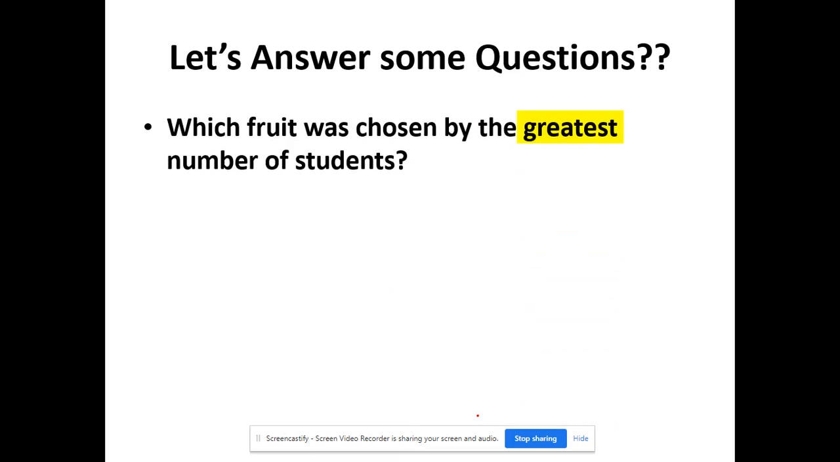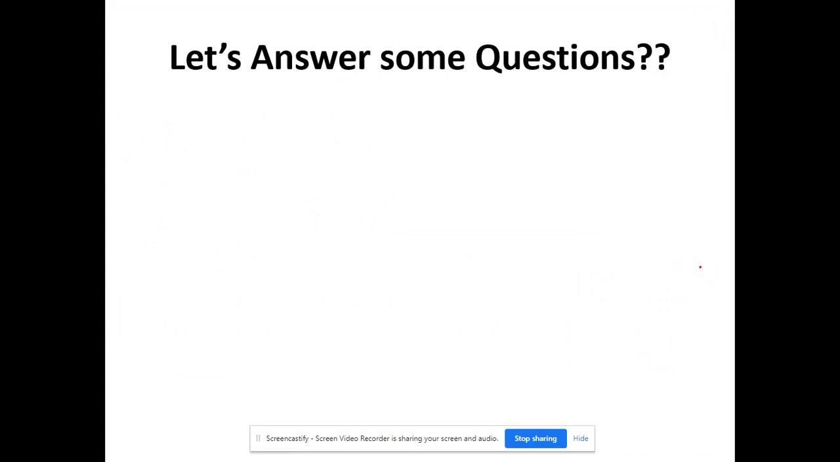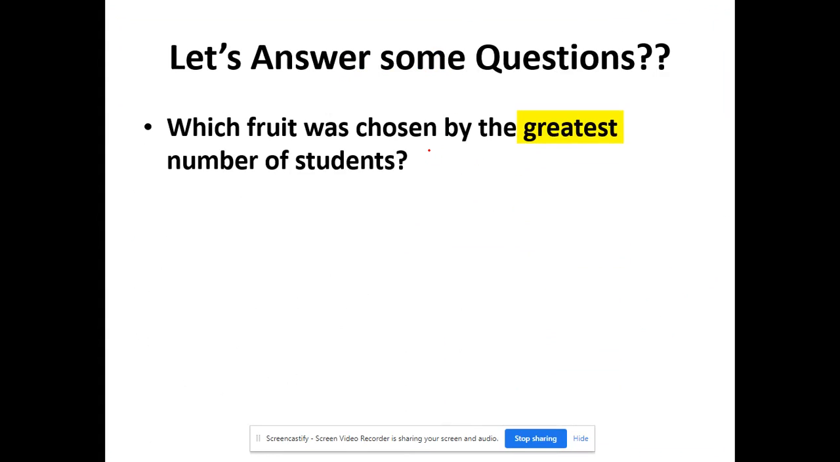First question. Which fruit was chosen by the greatest number of students? So which fruit was chosen, remember, keyword here, by the greatest number of students? So let's look at our graph really quick. Which fruit had the greatest number? Was it watermelon? No. Was it the apple? Get ready. Yes, because it had 9 votes. So apple was chosen by the greatest number of students. Way to go.